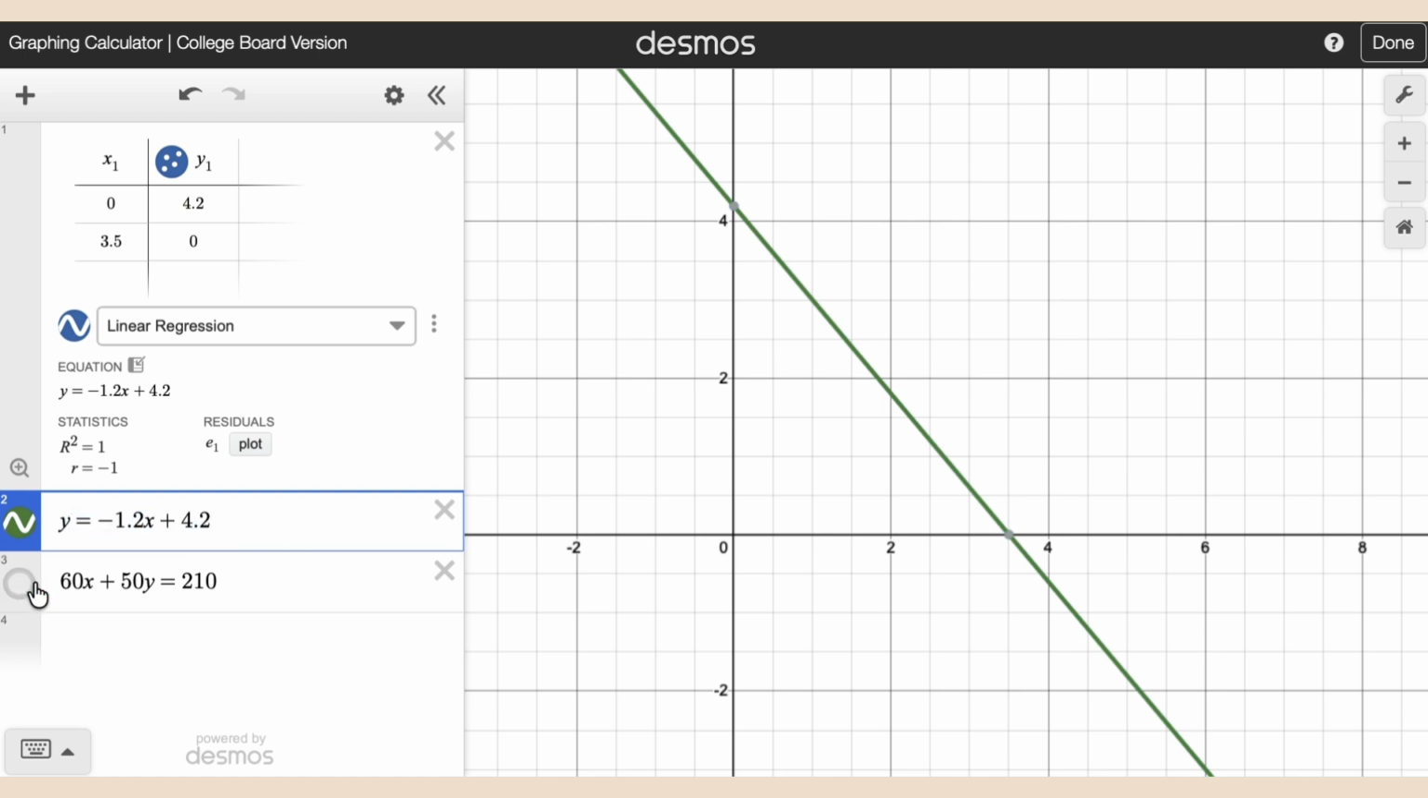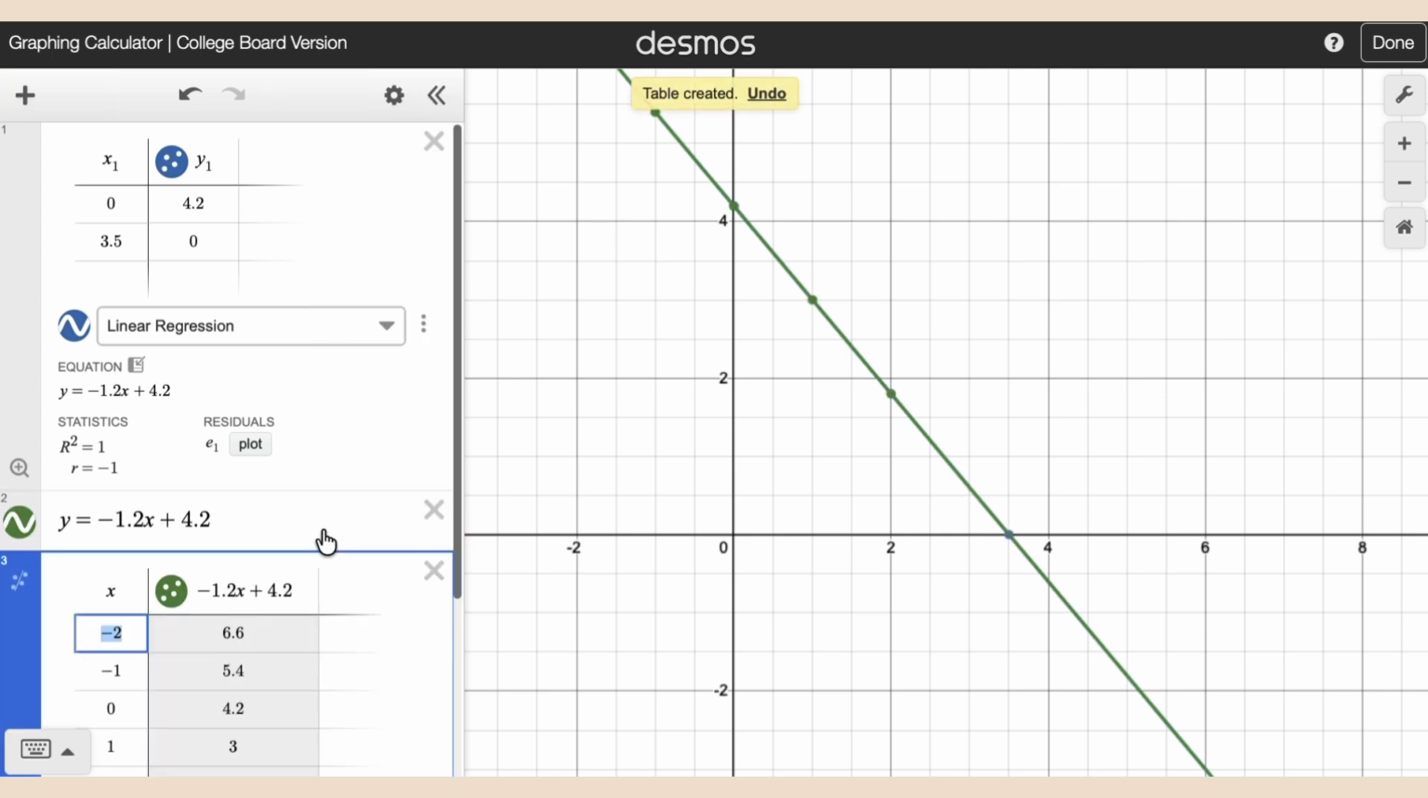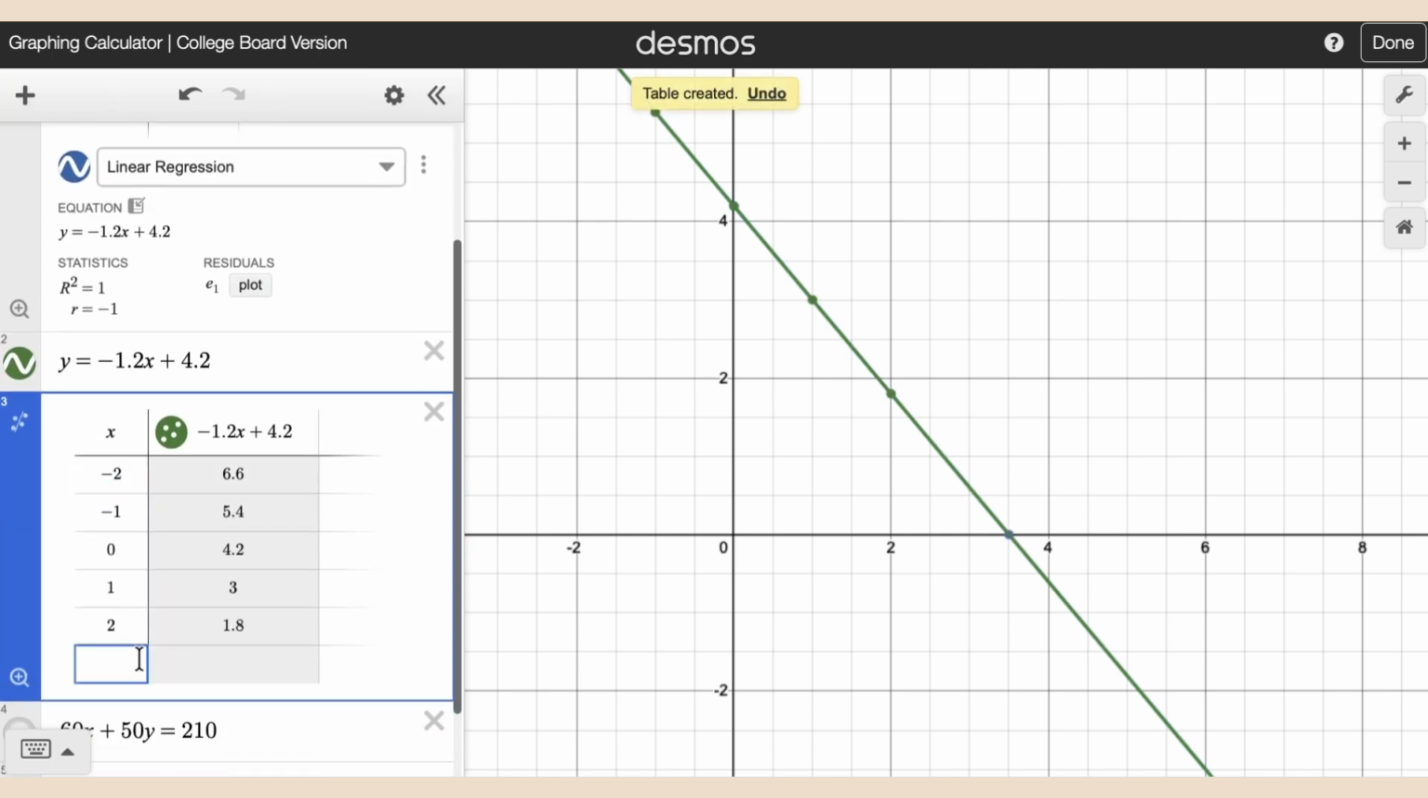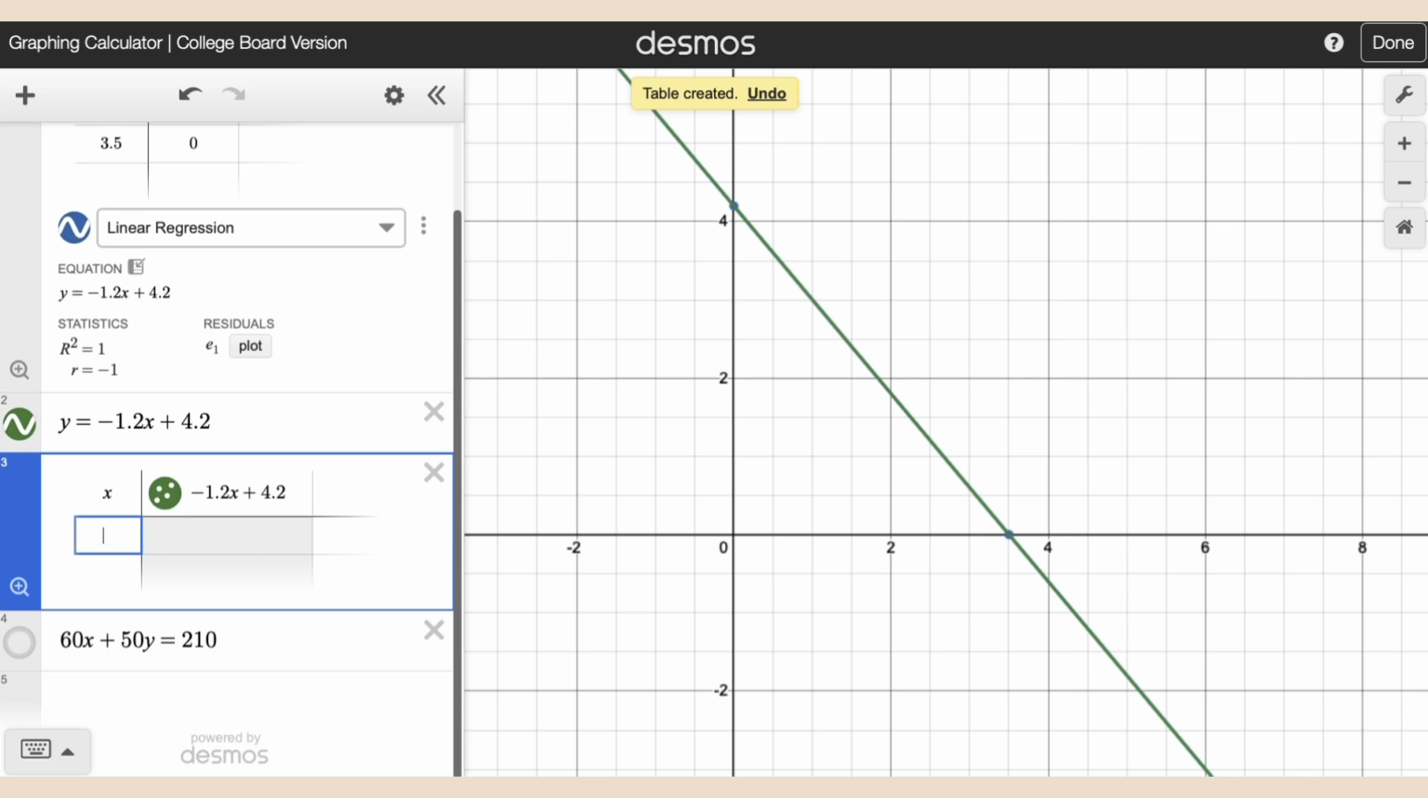So I'm going to click this off. And now it's going to allow me to create a table. And I'm going to type in x equals 1. And there you go. I got my value y, which is 3. So this is the long shot actually, but I just wanted to show you this method because it helps with other questions when you're asked to convert between standard form and slope-intercept form for any reason.